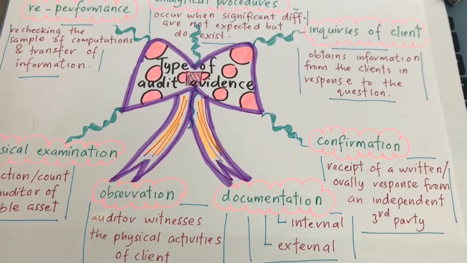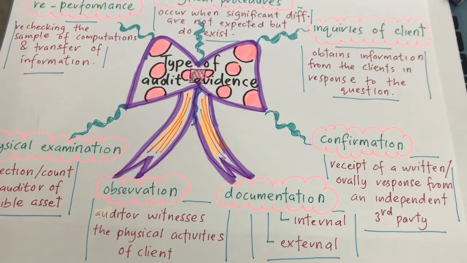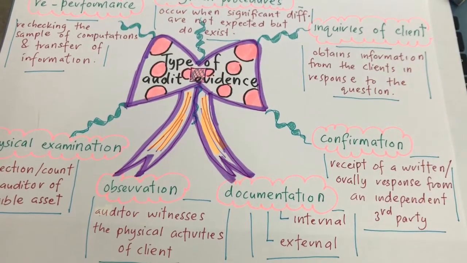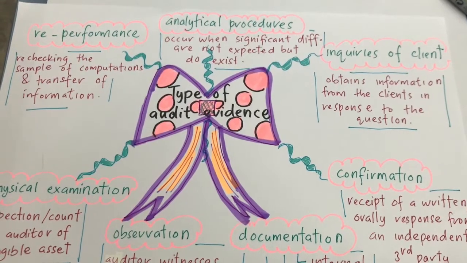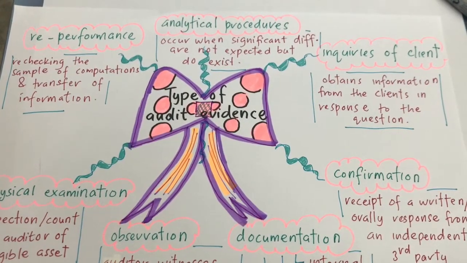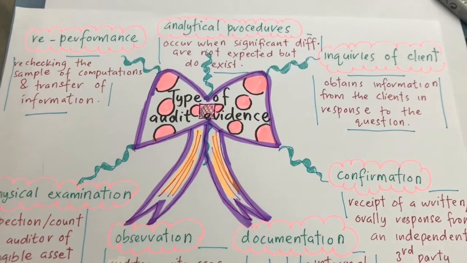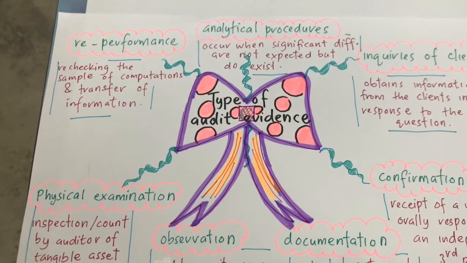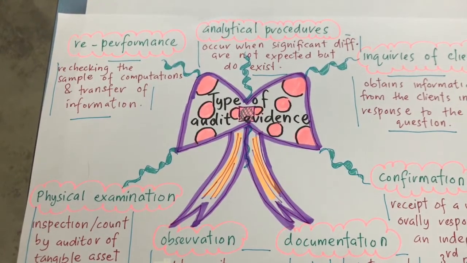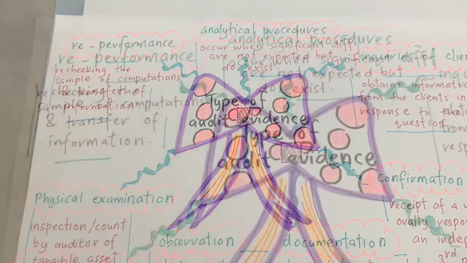Confirmation. Receipt of a written or oral response from independent third parties. Inquiries of client. It is to obtain information from the client in response to questions. Analytical procedures. Usually fluctuations occur when significant differences are not expected but do exist.